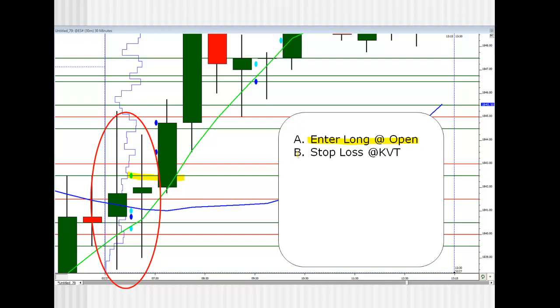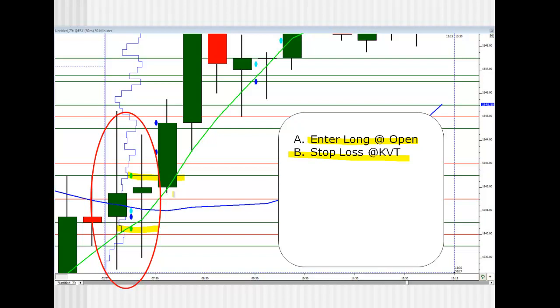So the next is always our most critical element, and that is our risk management. Where would I exit this trade if things go sour on me? You should always plan for that. Even though this is a high probability setup and there is a good probability the trade will succeed, nevertheless, I should always have my exit strategy planned in advance of any trade. In this case, for the stop loss, again I'm going to use the KVT, and here I will use the lowest level of KVT on this bar.